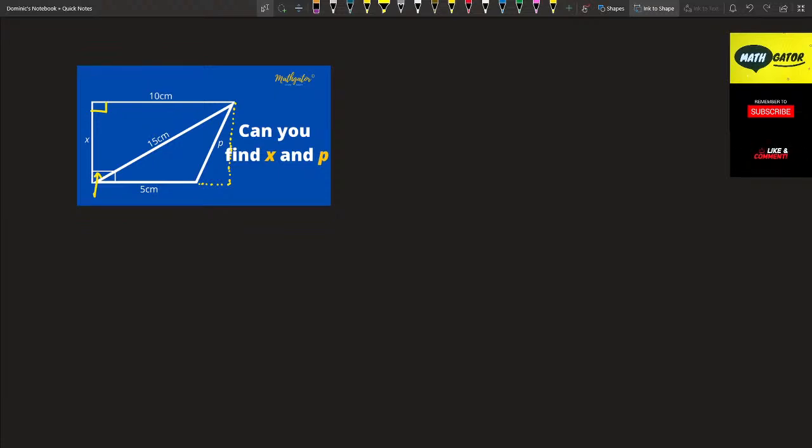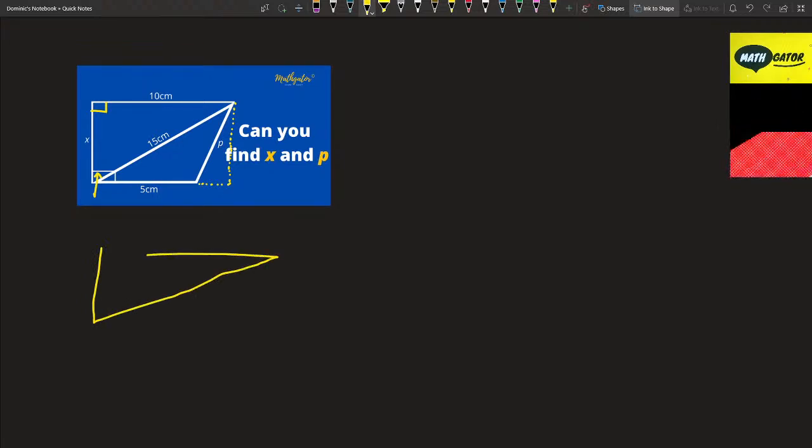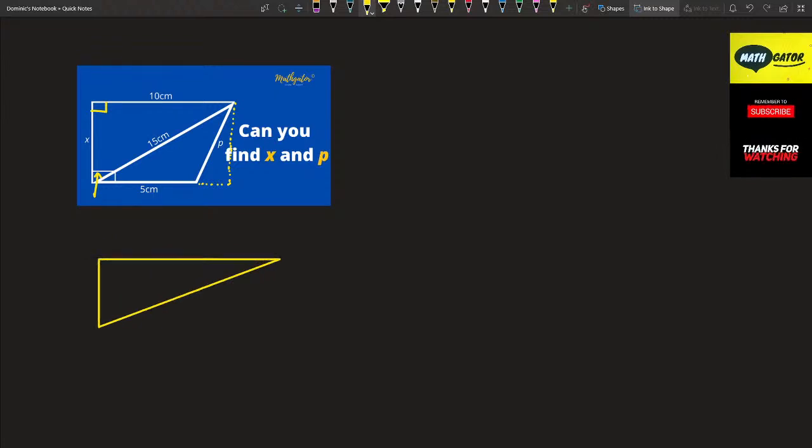So in a nutshell, if I draw each of the triangles I have, the first one should look like this, and then we have this perpendicular. They are asking us to find x. This is where x is. So that's where x is, and then we have 15 centimeters here, and 10 centimeters here.